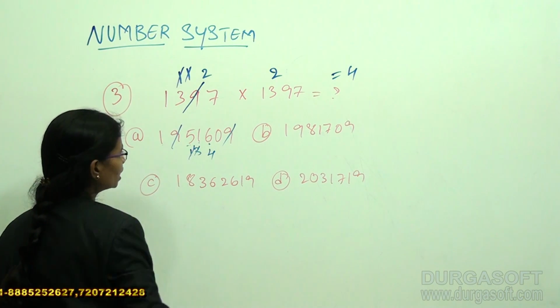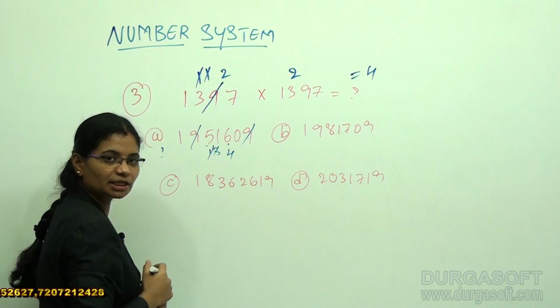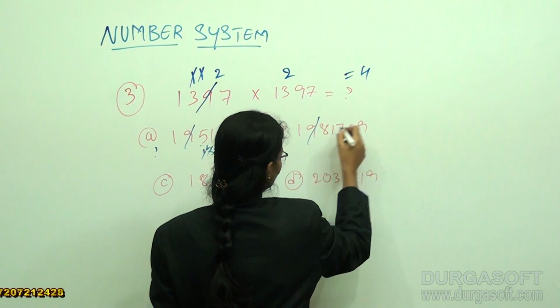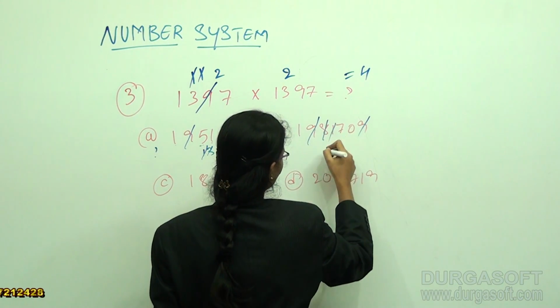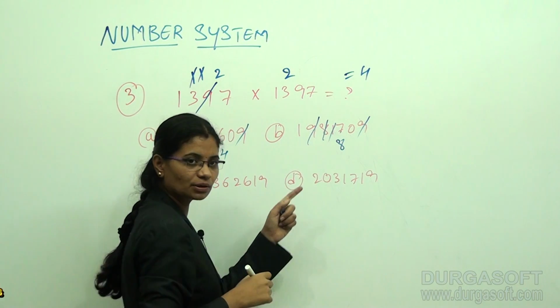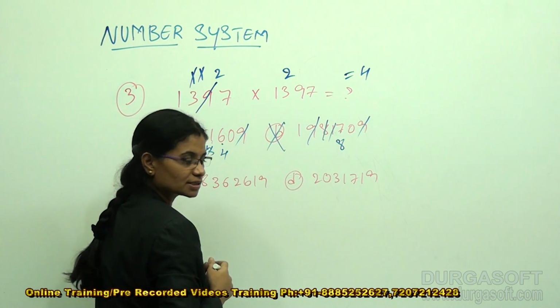I got option A as 4 digital root. So this may be my correct answer, but I am keeping it on hold. Let me try the next option. 9 getting cancelled, 8 1 9, 7 and 8, the digital root is 8 for this. So this may not be the answer. This is not an answer.